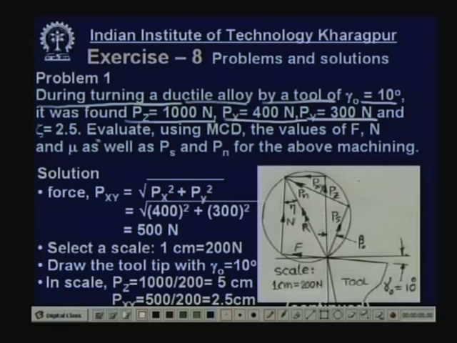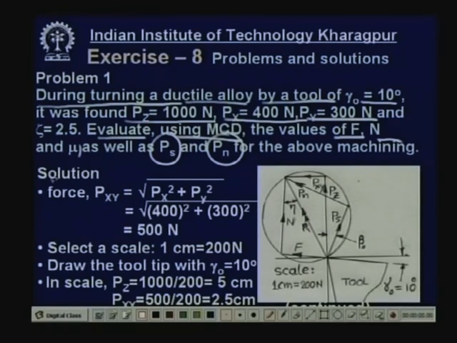Now, what has to be determined? Evaluate using the Merchant circle diagram the values of the forces F, N, the coefficient of friction, then Ps, Pn, etc. So, the problem is like this. What are given? The forces Px, Py, Pz, obtained possibly by dynamometer, and the chip reduction coefficient from the chip, and we have to determine the other forces.